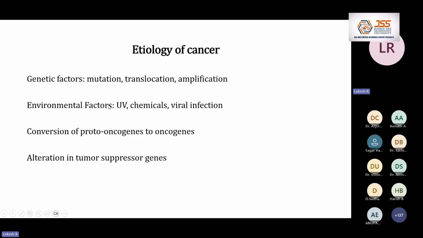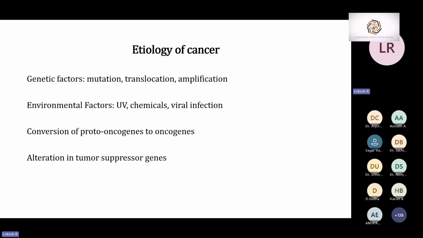So what do proto-oncogenes mean? They are the normal genes. They are the normal cells. Proto-oncogenes are the normal cells. When they get converted into oncogenes, they become cancerous. So when proto-oncogenes, that is the healthy cell, get converted to oncogenes, it is a cancer cell.